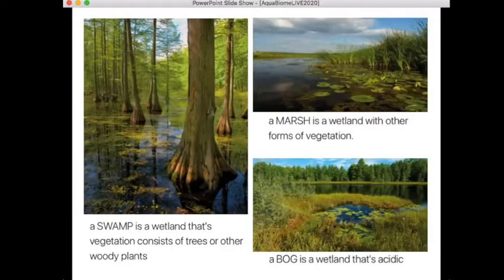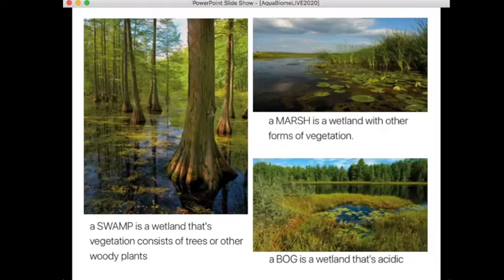A swamp has trees and woody plants that can still be sustained or grow in it. There's certain kinds of trees that are adapted to be in that much water. They don't need drainage. A marsh is going to be a wetland that does not have the wooded trees. It's going to have more the grasses and the lily pads. They're very similar. It's just the type of vegetation that grows there.